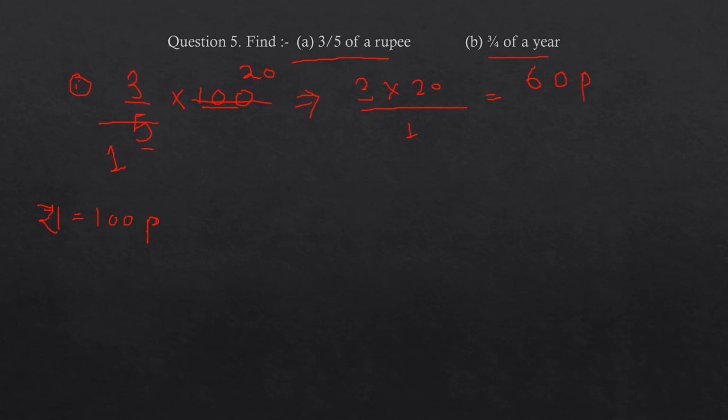Now the second question we are having is 3/4 of a year. 3/4 of a year means 3/4 of, which means multiplication, year. In a year we are having 12 months, so we will write 12 here. Because if we write 1, we will get 3/4 only, so we will use months here.